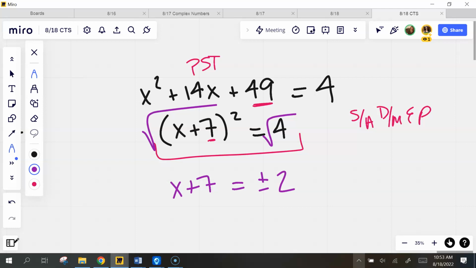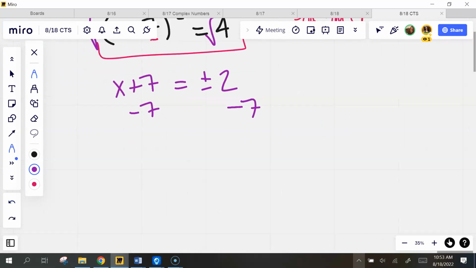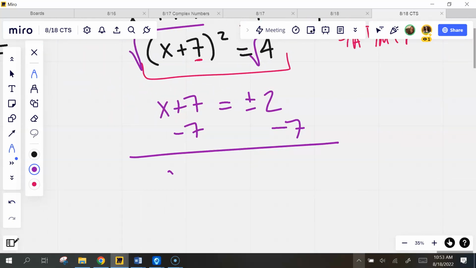Now get x by itself. Explain to them why it's not just -5. That's exactly right. Good job. There are my 2 solutions. Plus or minus 2 means positive 2 minus 7 and negative 2 minus 7. So that means this quadratic is crossing the x-axis at -5 and -9. I have to pick up both solutions.